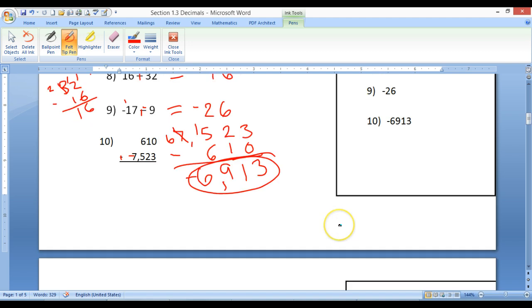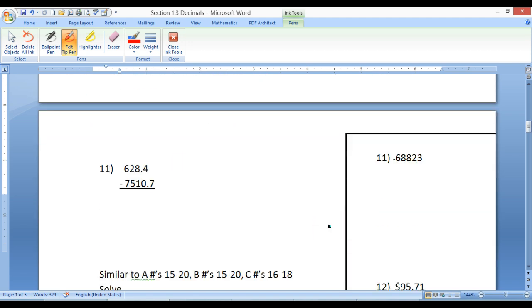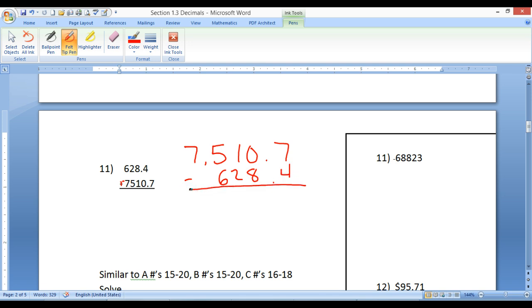Let's move to the next one. Again, you'll notice the top one is much smaller than the bottom one. Again, we need to add the opposite, which would make this a negative 7,000. And what did we do? We subtract 7,510.7, subtract 628.4. And when we're done, take the sign of the larger number, which in this case is the negative 7,000.